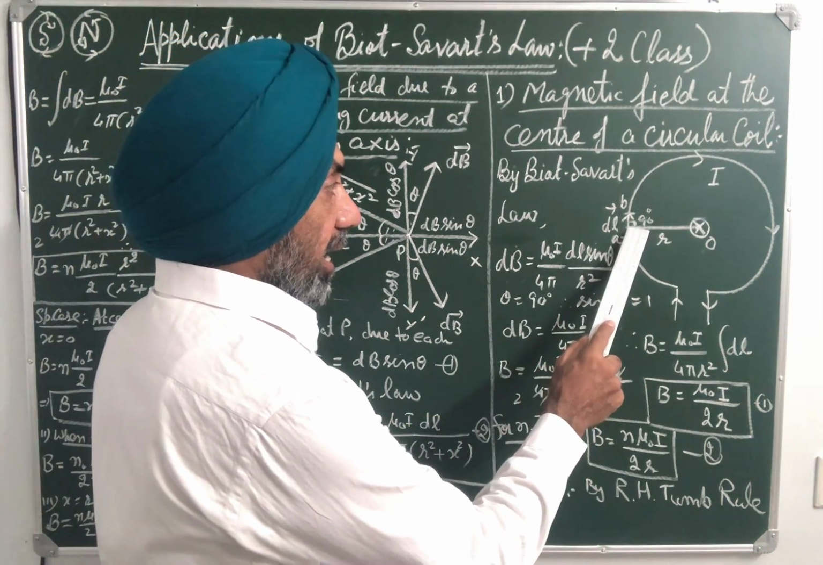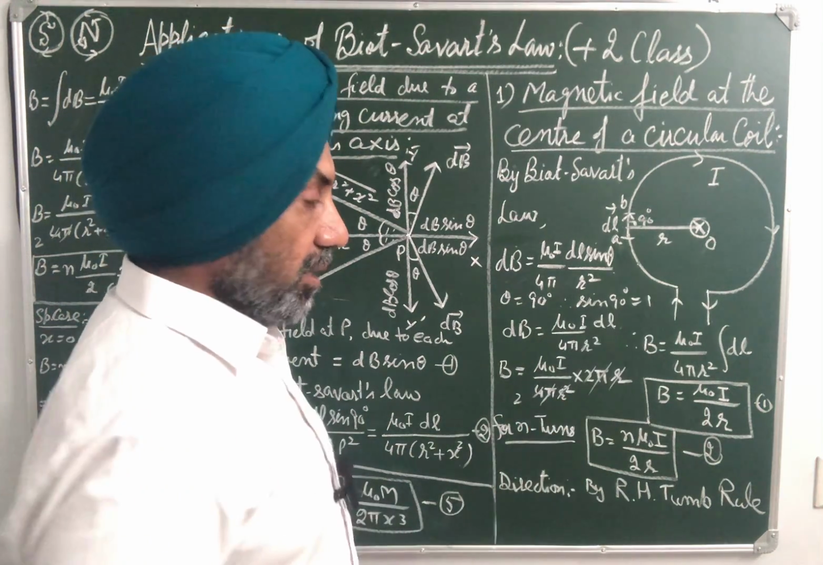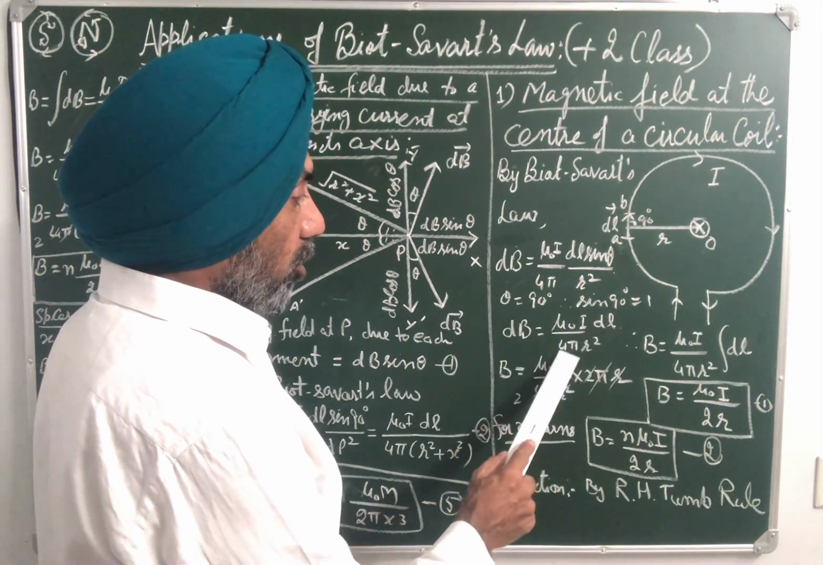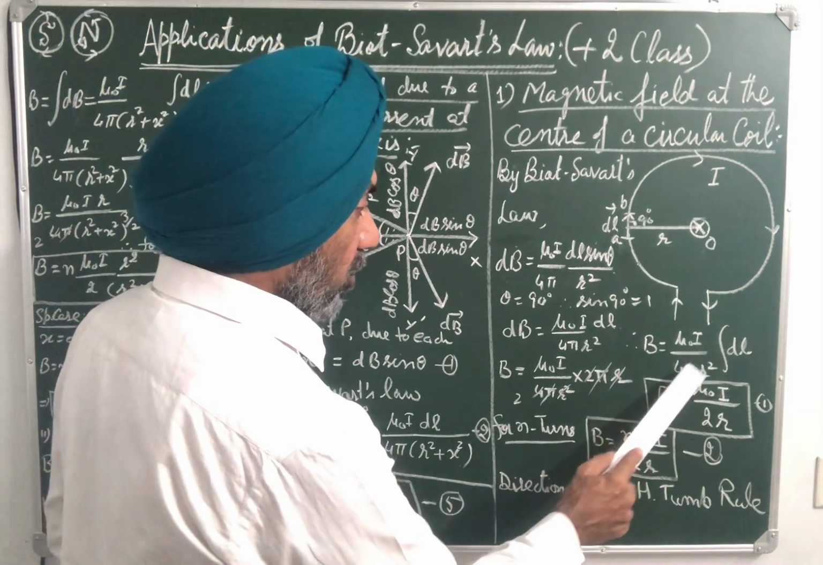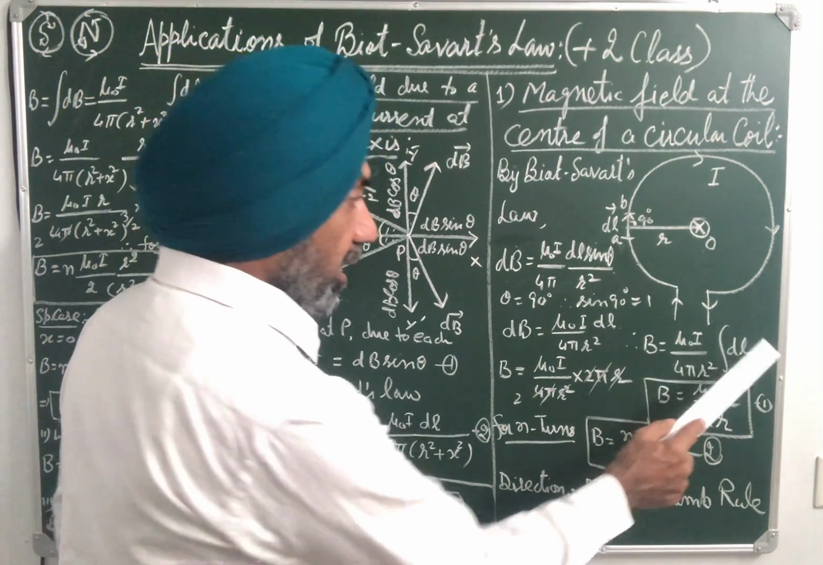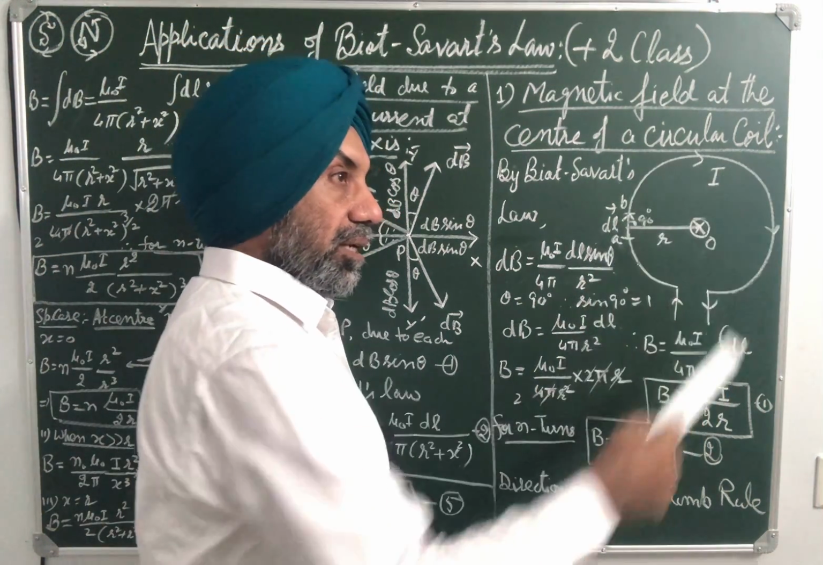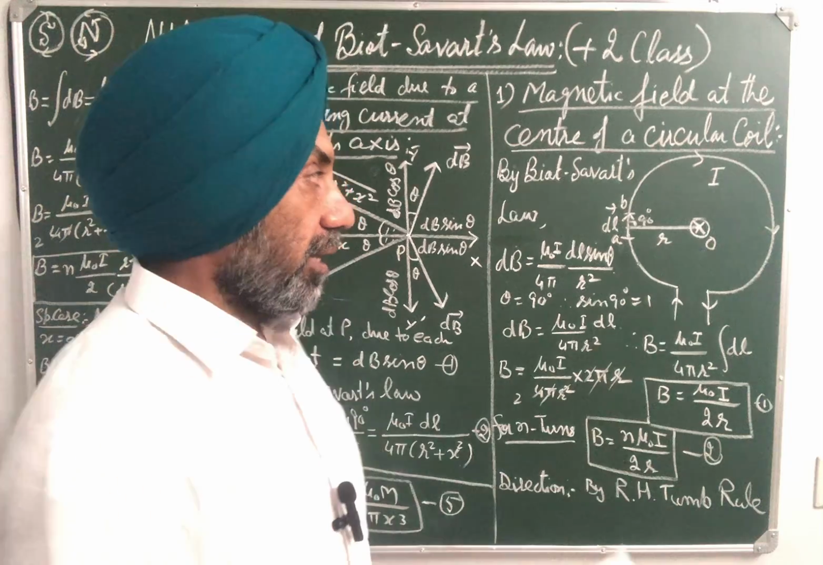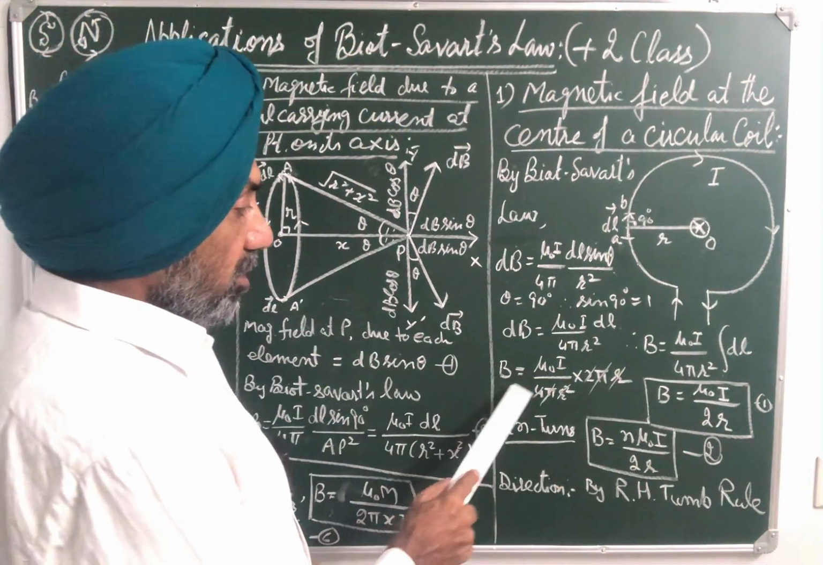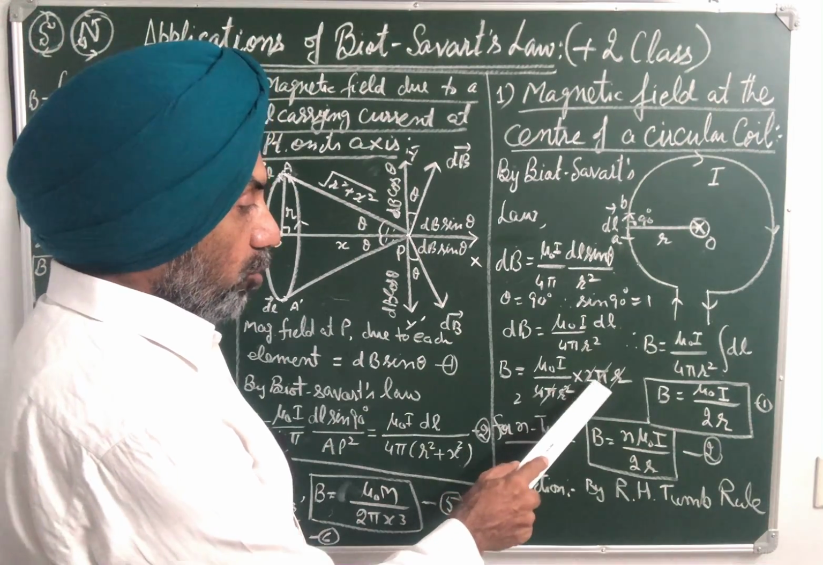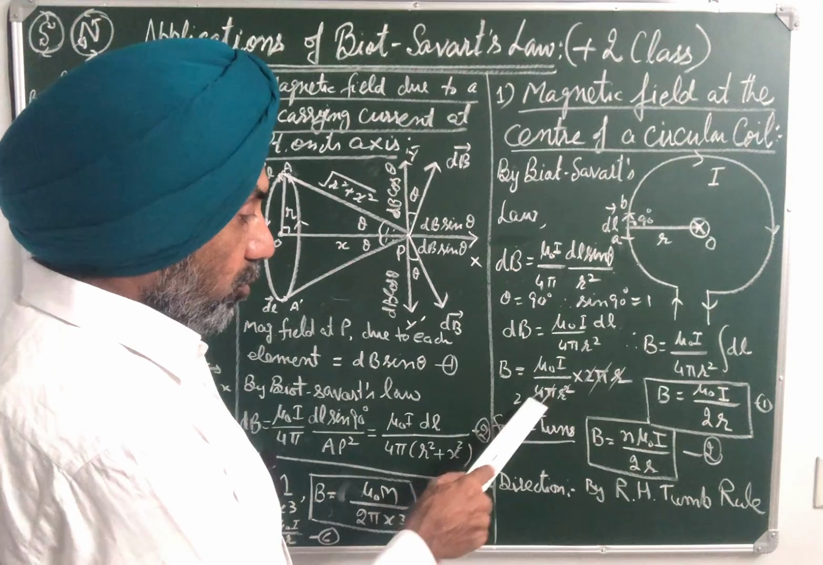Now, in this case, the angle between dl and r is 90 degrees. So sin 90 is equal to 1. Therefore, dB is equal to mu naught I by 4 pi r square dl. Or B is equal to mu naught I upon 4 pi r square integral dl, because the magnetic field due to each element will be acting at point O and it will be added. Therefore, B is equal to mu naught I by 4 pi r square into 2 pi r. So r cancels, pi cancels, 2 cancels with 4, and it comes to 2.